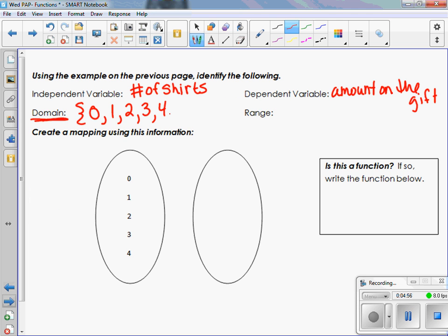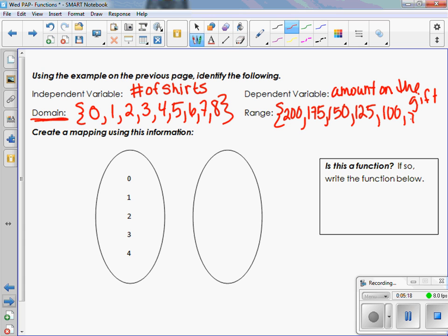So 0, 1, 2, 3, 4, 5, 6, 7, 8. That was our domain. Now our output was all the values that were left. So after 0 shirts, we had $200. 1 shirt was $175. 2 was $150. And then we went to $125 and $100 and $75 and $50 and $25. And finally we had 0. Okay? So those would be all of your output values or your range.